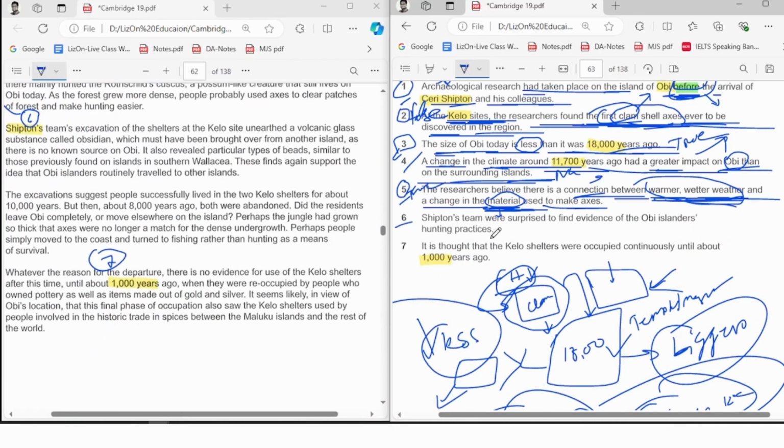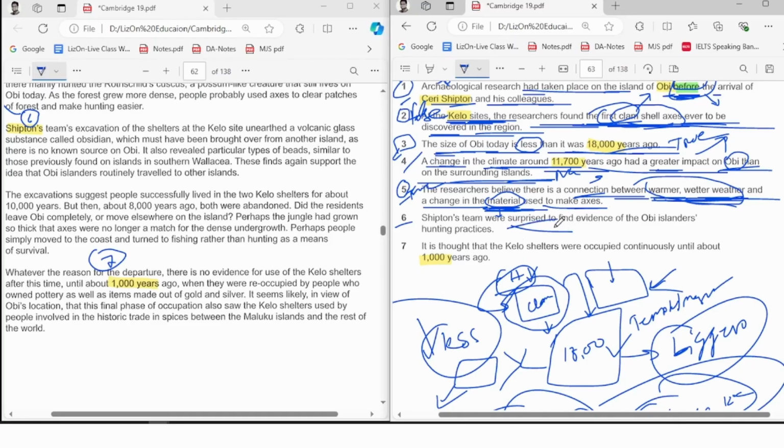Number 6, what they're saying here: Shimpton team are surprised to find evidence of the Obi Islanders' hunting practice. They're saying Shimpton teams are surprised to find evidence. So what they're looking for is evidence of the Obi Islanders' hunting practices. So Obi Islanders had some hunting practices. They're saying the Shimpton team became surprised. So you're looking for surprise. So you need to understand the word surprise.